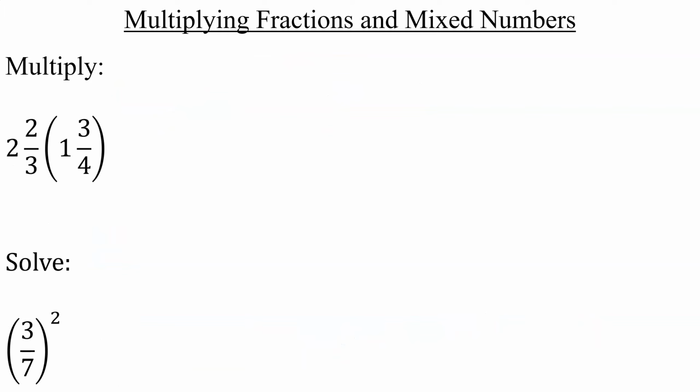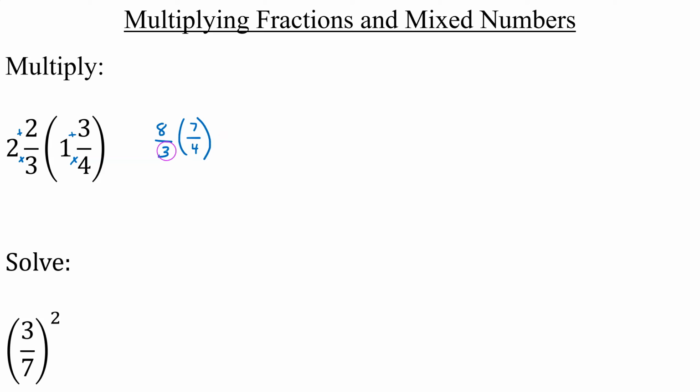Okay, let's take a look at an example of multiplying mixed numbers. What you want to do in this case is convert each mixed number into an improper fraction. And we talked about this in more detail in a previous video, but the shortcut is to multiply the whole number and the denominator together, and then add it to the numerator. So 2 times 3 is 6, plus 2 is 8, and that's all over the original denominator. 1 times 4 is 4, plus 3 is 7, all over the original denominator.